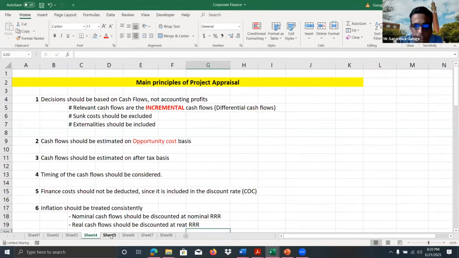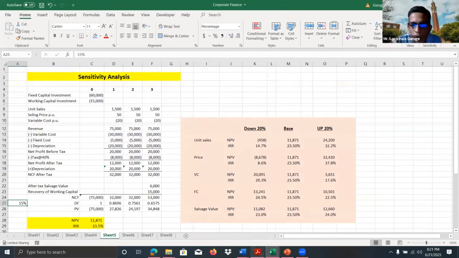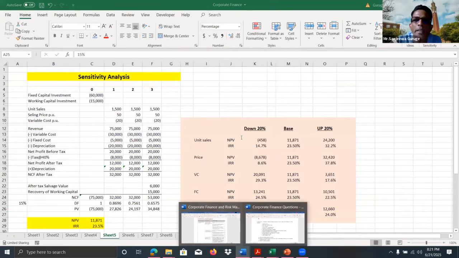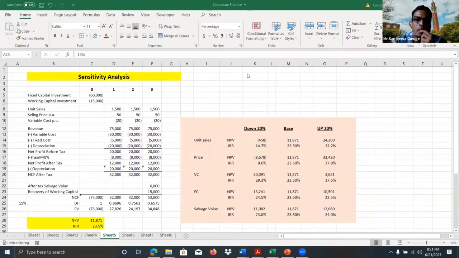After we follow this, in order to do the sensitivity analysis, okay, there is a question: what would be the indicators to identify whether the cash flows are nominal or real in the examination?